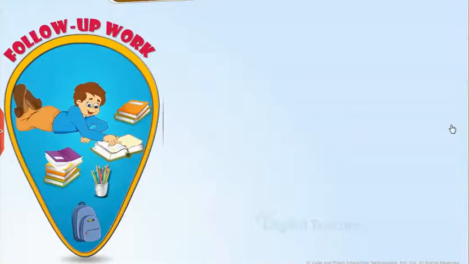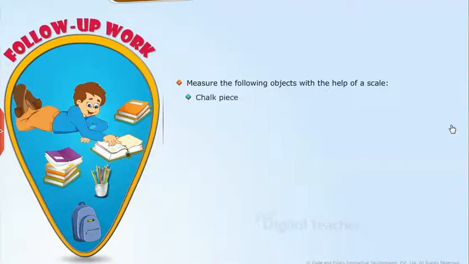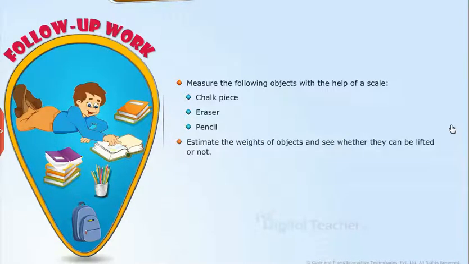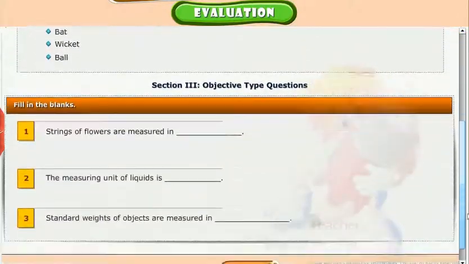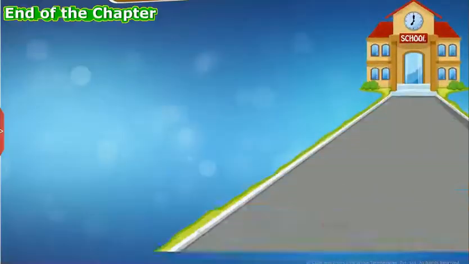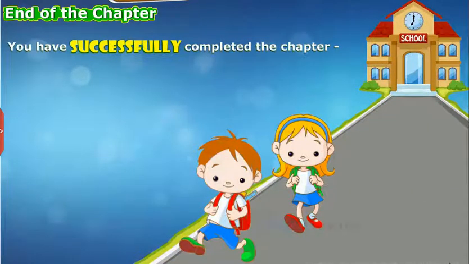Follow-up work. Measure the following objects with the help of a scale: chalk piece, eraser, pencil. Estimate the weights of objects and see whether they can be lifted or not. Car, book, cycle. Test your understanding of the chapter by taking the mock unit test. You have successfully completed the chapter Measurement.